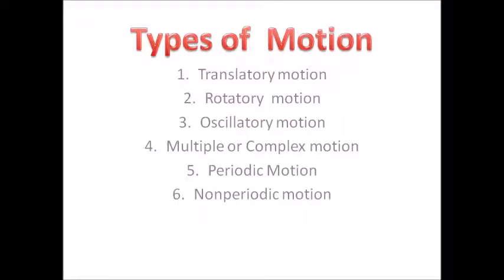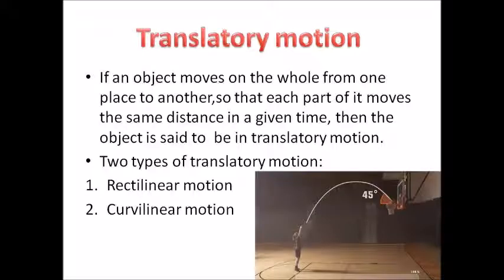Now different types of motion. There are different types of motion. First of all, translatory motion. This translatory motion, further you divide it into rectilinear and curvilinear motion. Then the second types are rotatory motion, oscillatory motion, multiple or complex motion, periodic motion, and non-periodic motion. One by one we will study about each type of motion.